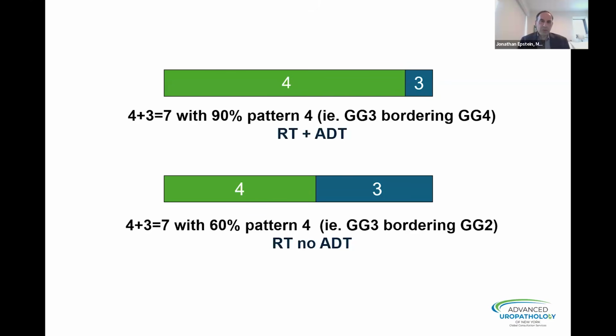So take, again, two different patients. One has a 4 plus 3 with 90% pattern 4. That's a 4 plus 3 bordering on a grade group 4, 4 plus 4 equals 8. That patient you would treat aggressively with hormone therapy prior to radiation. But if you had a 4 plus 3 with 60% pattern 4, that's a grade group 3 bordering on a grade group 2. Typically, you probably would not give hormone therapy in that setting.